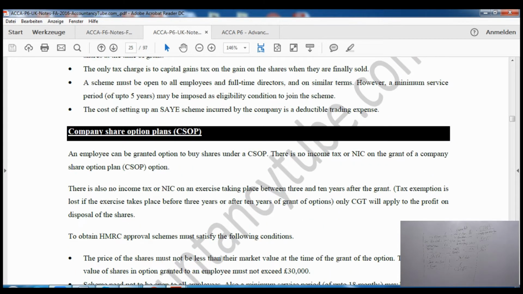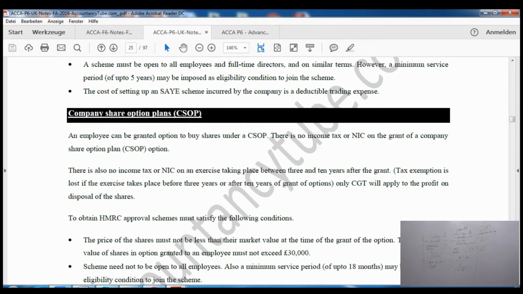The scheme must be open to all employees and full-time directors. Now this SAYE scheme is open to all employees and full-time directors, so there is no restriction. However, if you want to do so, a minimum service period of up to 5 years may be imposed as an eligibility condition to join the scheme.